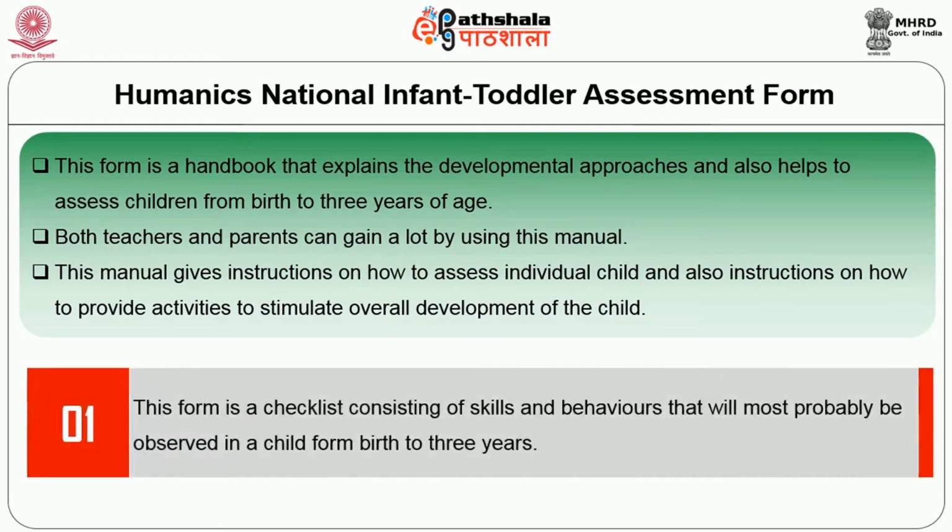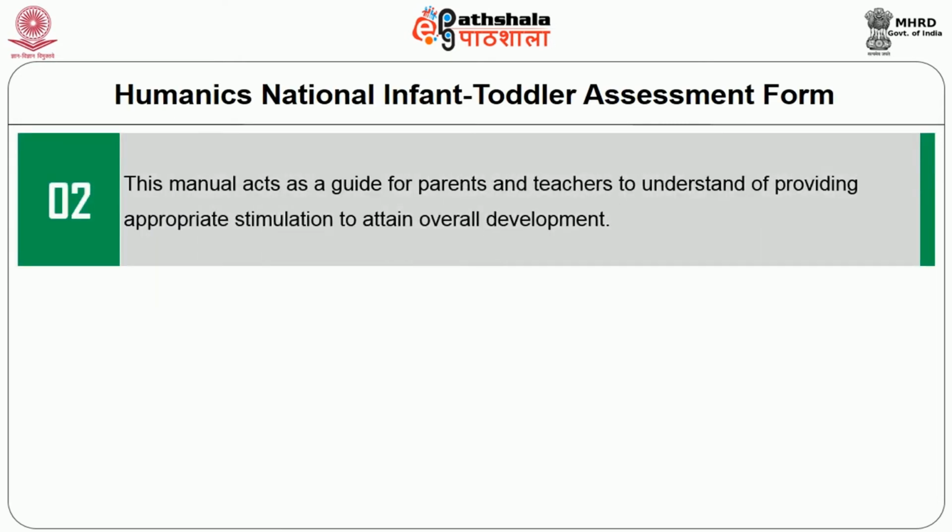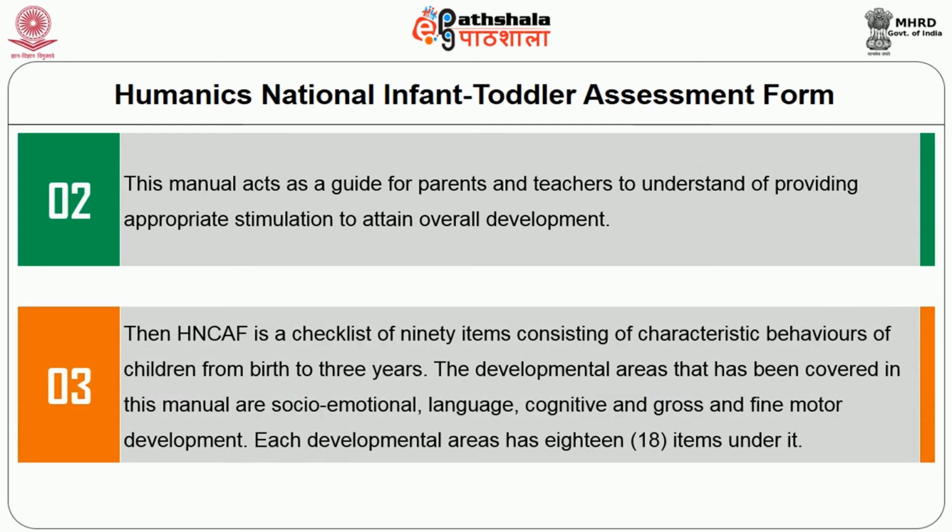This form is a checklist consisting of skills and behaviors that will most probably be observed in a child from birth to 3 years. This manual acts as a guide for parents and teachers to understand how to provide appropriate stimulation to attain overall development. The HNCAF is a checklist of 90 items consisting of characteristic behaviors of children from birth to 3 years.